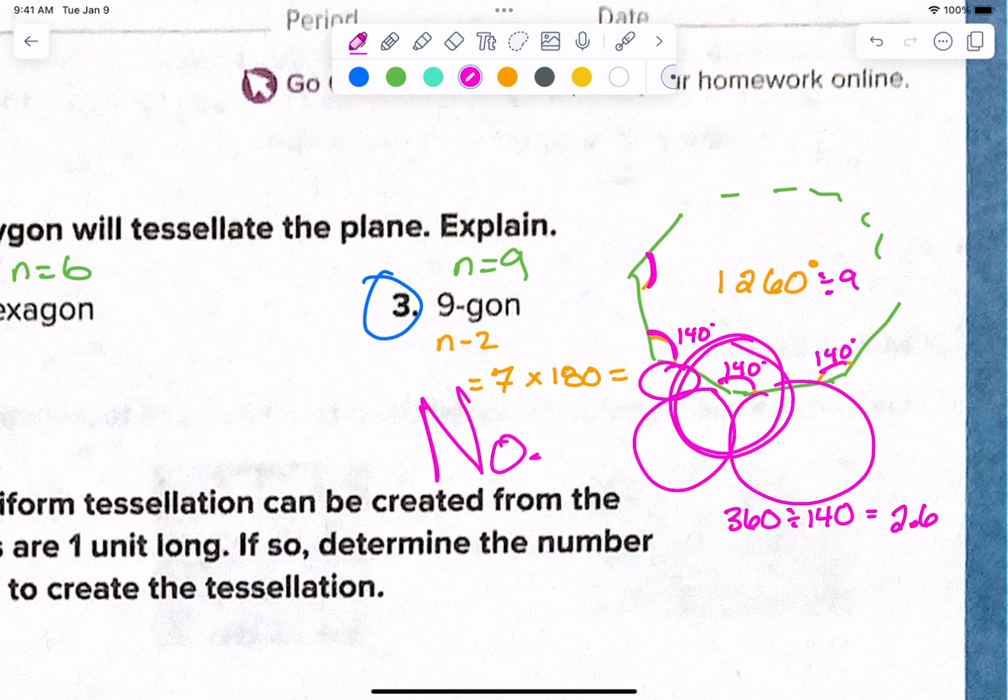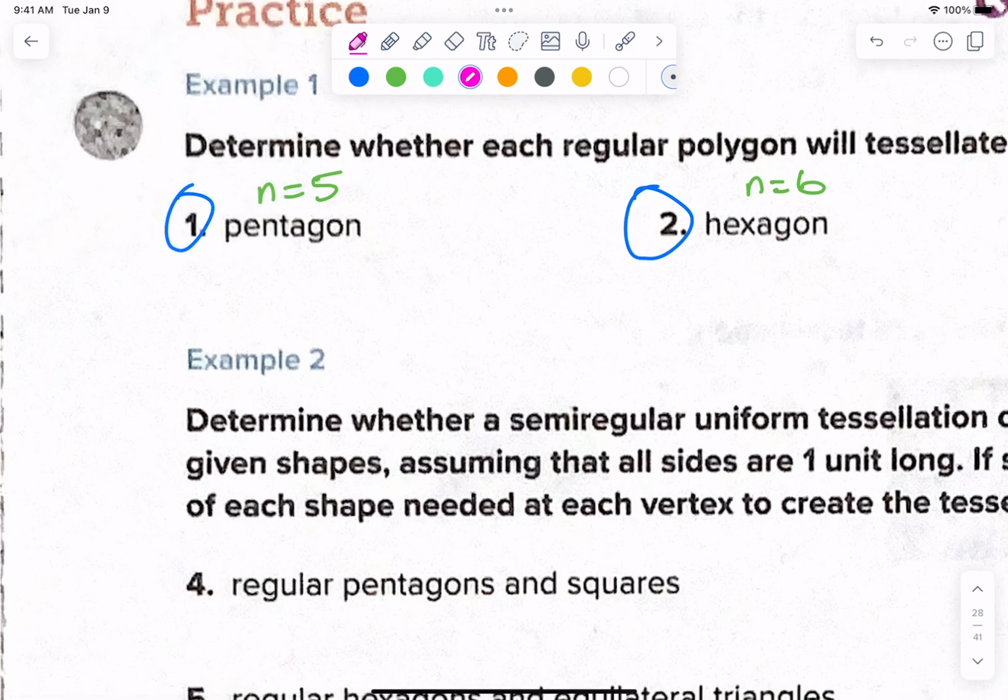Make sense? Yeah. This is how you figure out, do the shapes even fit together? No, they will not fit together. Make sense? Okay, so do the same thing for a 6-sided figure and a 5-sided figure, and that's it.